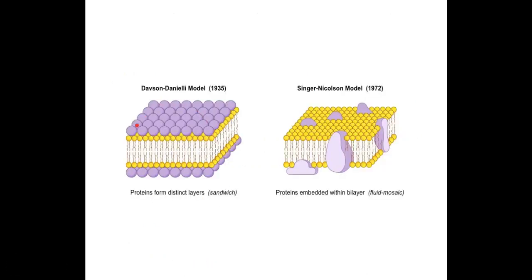And so here is a visual representation of the two models. On the left, you can see the Davson-Danielli model. We have the lipid bilayer, and on either side, it's coated in distinct layers with globular proteins. And then on the right, we have the fluid mosaic model. And this is the more modern model, where proteins are embedded within the bilayer and they're not just coated on either side.